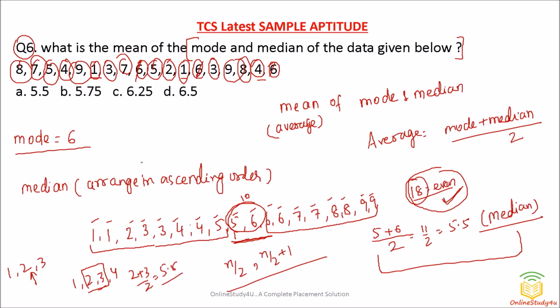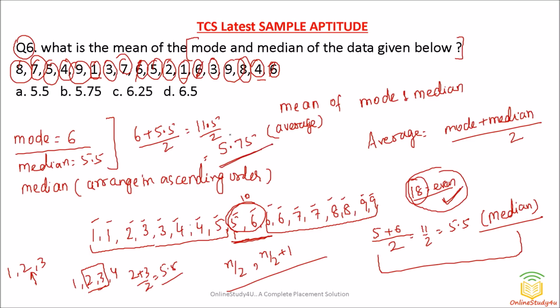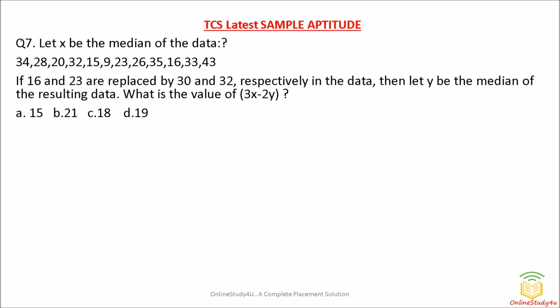Now friends, mode we have got as 6 and median we have got as 5.5, okay. Now we have to calculate the mean or the average. So 6 plus 5.5 divided by 2, so 11.5 by 2, so 2 5s will be 10, and 5.75, okay. You can again use a calculator. So 5.75, option B will be the correct answer for question number 6. Now friends, question number 7.